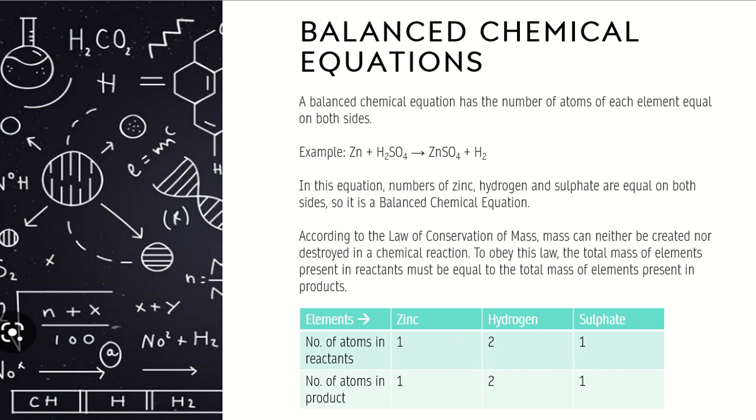So it's equal on both the sides. That's why it's called a balanced chemical equation. According to the law of conservation of mass, mass can neither be created nor destroyed in a chemical reaction. To obey this law, the total mass of elements present in reactants must be equal to the total mass of elements present in the products.